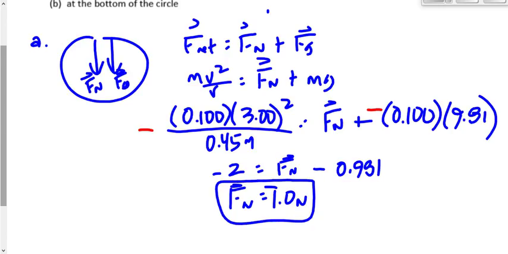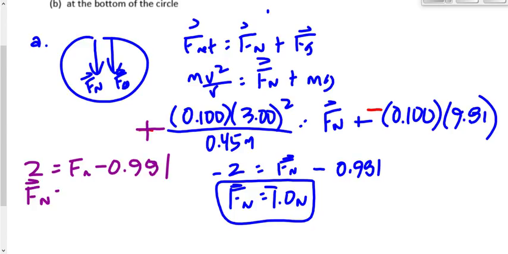Now, if we were to do the bottom, all we change would be this. This would be a positive value then, right? This would still be negative. That's still going to give me 2 on the left-hand side, except it's going to be positive 2 instead of negative 2, equals Fn subtract 0.981. And I'm going to take this to the other side, and I get the normal force is equal to 2.981, or rounded to 2 digits, that would be 3.0 newtons. Okay, how many people got negative 1 and plus 3? All right?